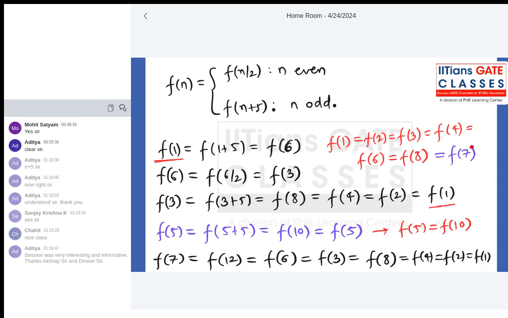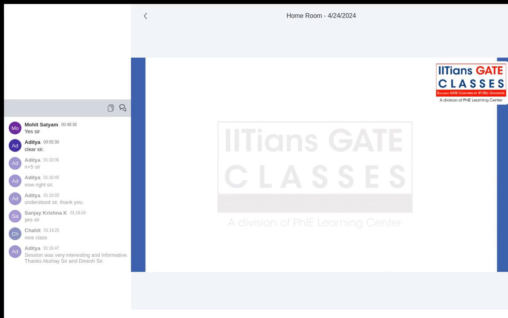Sir, I have a doubt. How can you mention that f of 8 equals f of 4 equals f of 2 and f of 1? Sir, that part I can't understand. And another one is, when I find f of n plus 5, when n equals 5, then it comes f of 10, then equals 5. Sir, that part I can't understand. Okay, what is the main function, sir? Okay, one second.